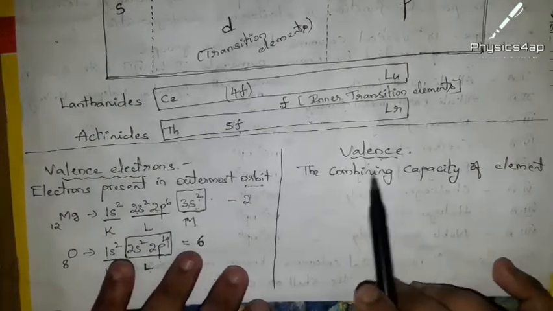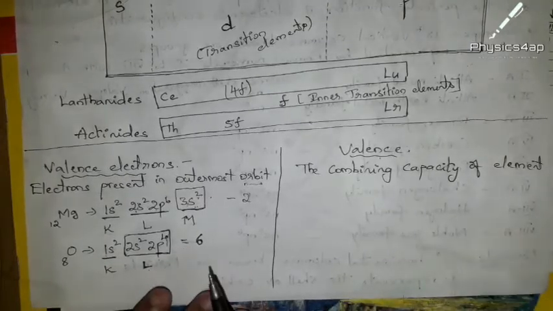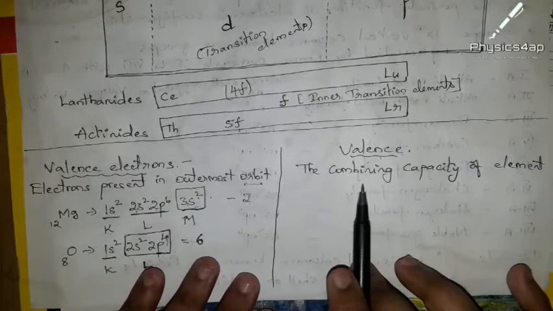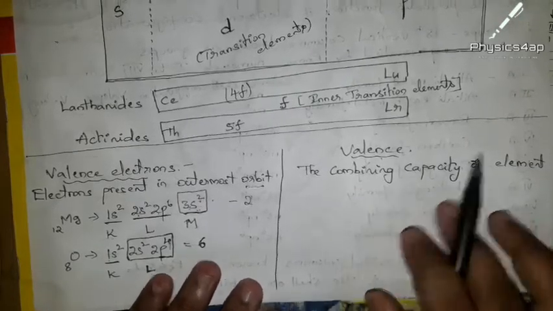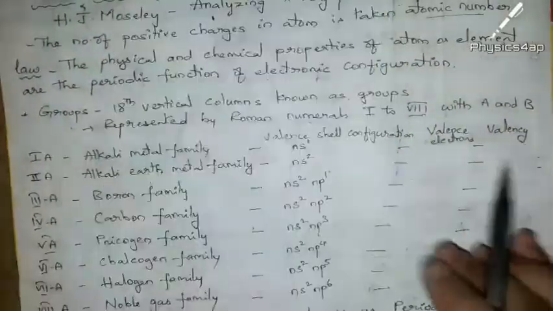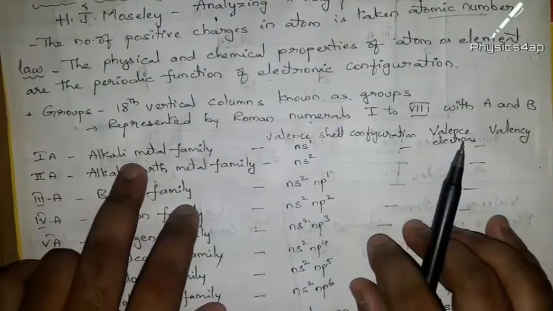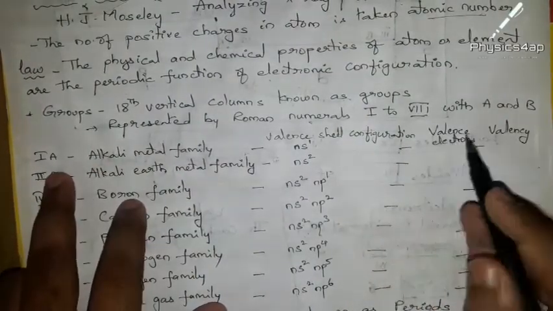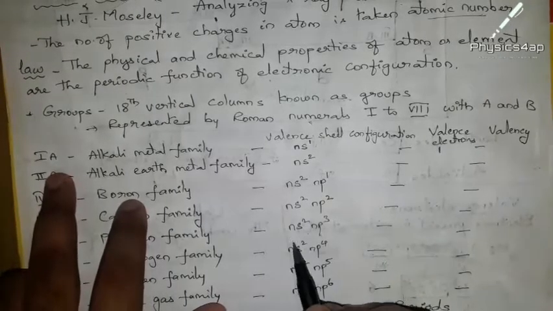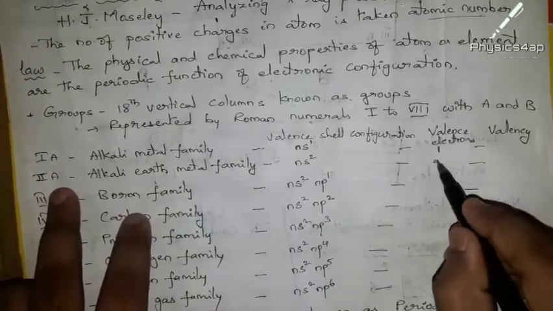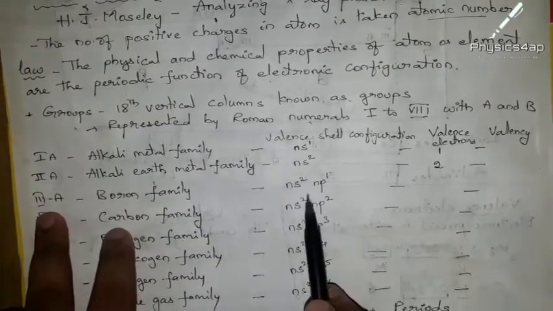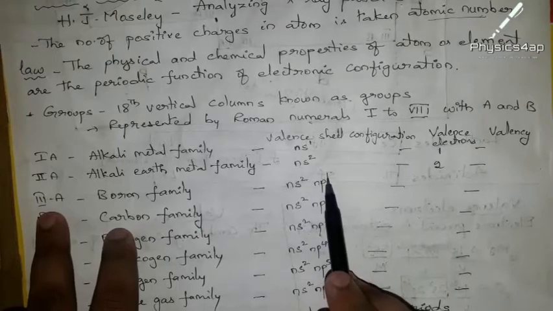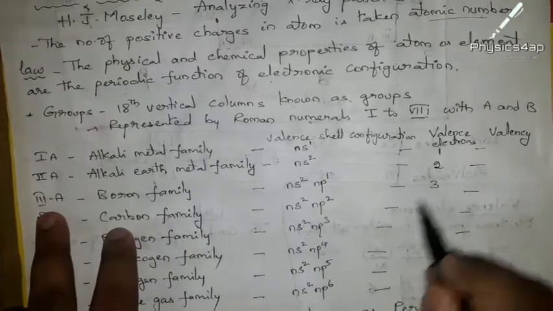Now coming to the valency. Valency is nothing but the combining capacity of the elements, and that varies from one element to another element. If we see here in this table, for the alkali metal family we have 1A, which has the valence electrons as 1, and 2A, which has the valence electrons as 2. Why? Because ns2, that means 2 electrons we have. 3A, that is ns2 np1, that is 2 plus 1, 3, so we have 3 electrons.